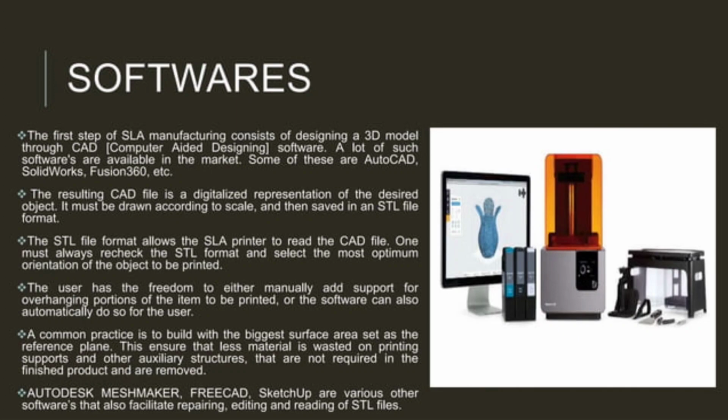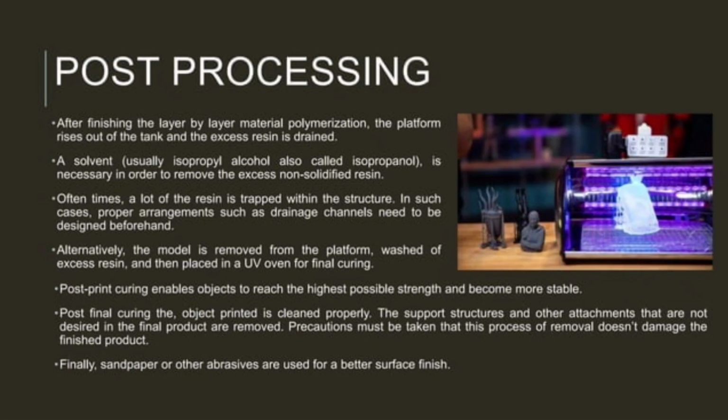The output of the CAD file should be stored in the STL format, that is the standard tessellation language format. That is the only format which a 3D printer can read. The STL file allows the SLA printer to read the CAD file, and then slicing software, such as Autodesk Meshmixer, FreeCAD, SketchUp and various other software, is used for slicing the STL file so that the printer can print the product layer by layer.